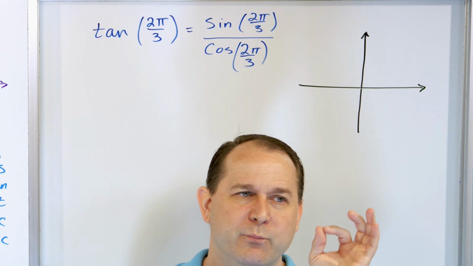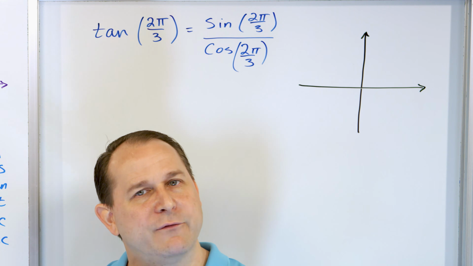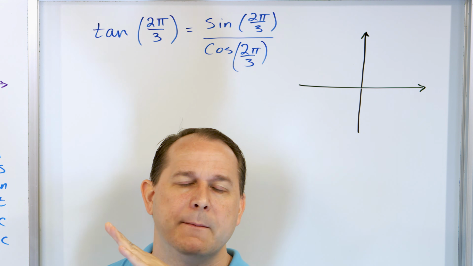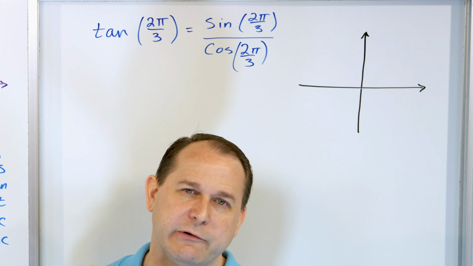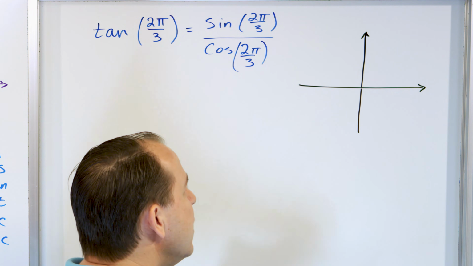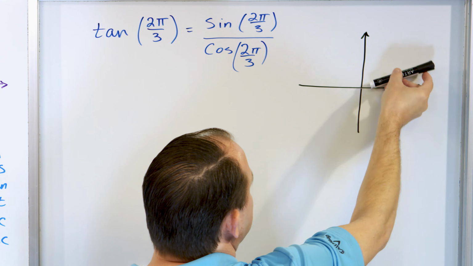Remember, with a 3 on the bottom, that's a 60-degree angle. If it was a chunk of pi over 6, that would be a 30-degree angle. It goes with the opposite number. So a pi over 6 is actually a 30-degree angle. A pi over 3, with a 3 on the bottom, is a 60-degree angle. This is 90, so 60 degrees is about like this. So we need to count in chunks of 60 degrees.